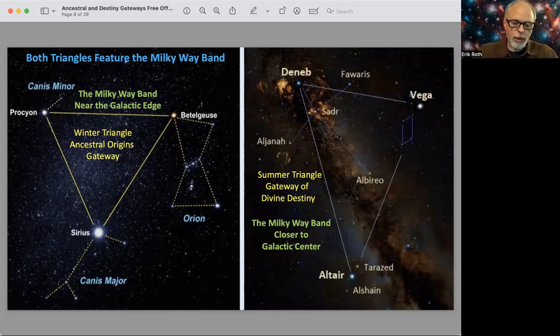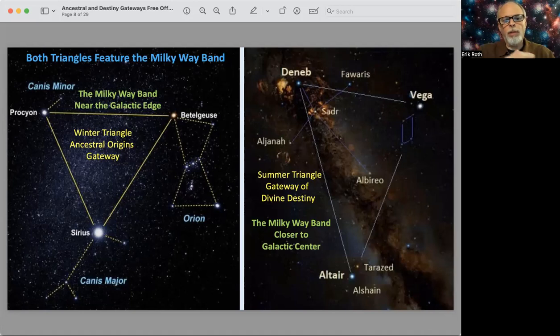The reason we're talking about the Milky Way itself is because they stream through both of these gateways, and that's our connection to the Milky Way, because we're literally located in the Milky Way. So in some ways we're seeing it from the outside, but we're also seeing it from the inside at the same time. You get both of those worlds connected.